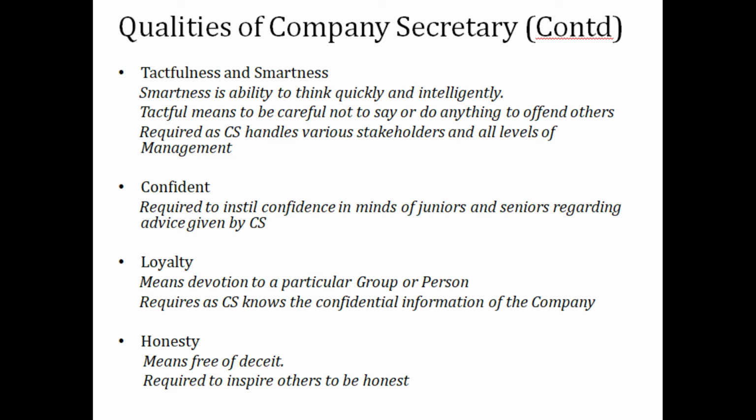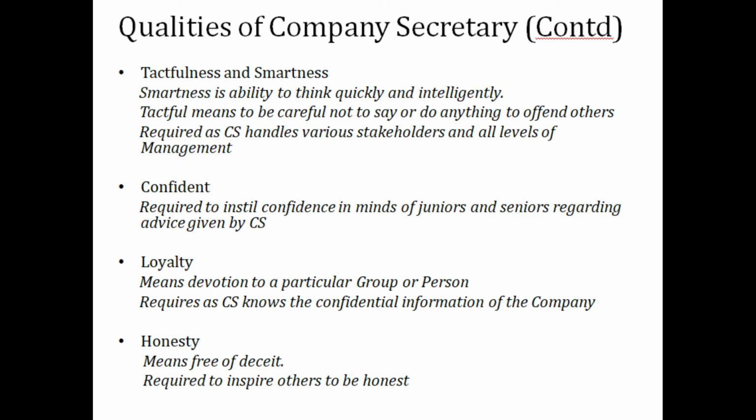Now, because the CS will be a part of that discussion, he will be aware of what policy or what decision will be taken in the future. But he has to be loyal, and he should not pass on this information to rival companies or even to the company's own employees.